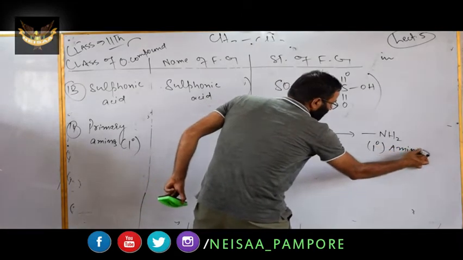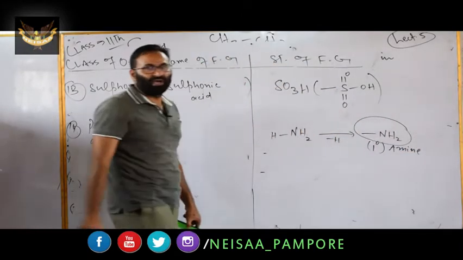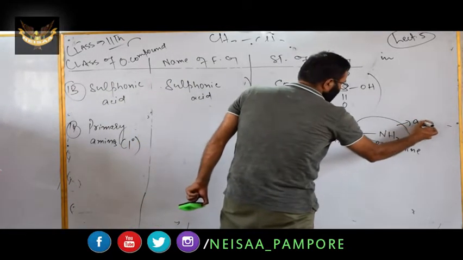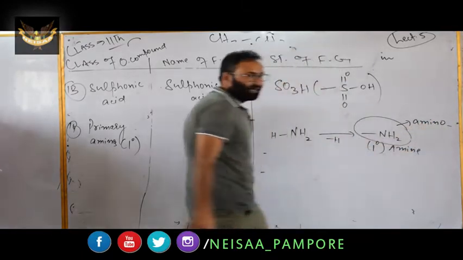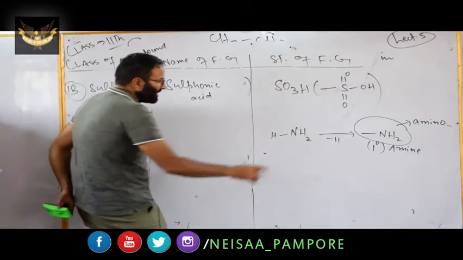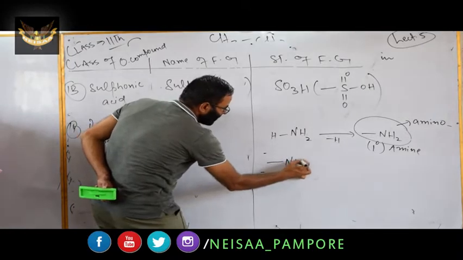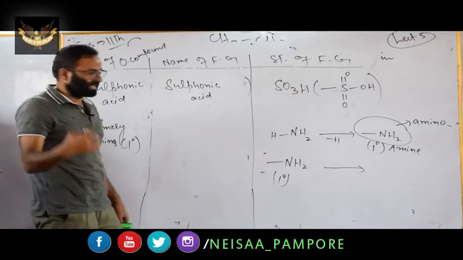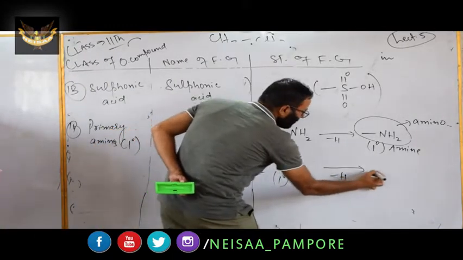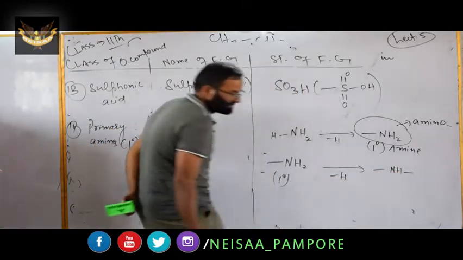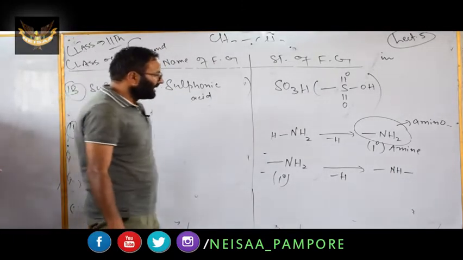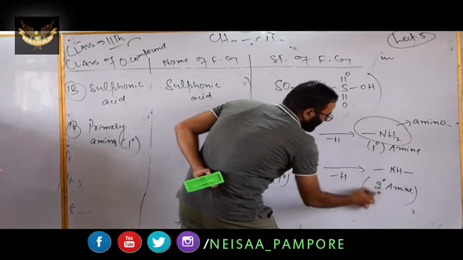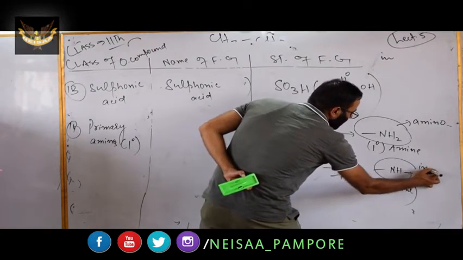The functional group of 1 degree amine is NH2. Remember this. NH2, the functional group of 1 degree amine, is named amino. Now if you remove another hydrogen from 1 degree amine, you will have NH, with another bond because we have removed another hydrogen. This will be the secondary amine, 2 degree amine. Its name is imino.